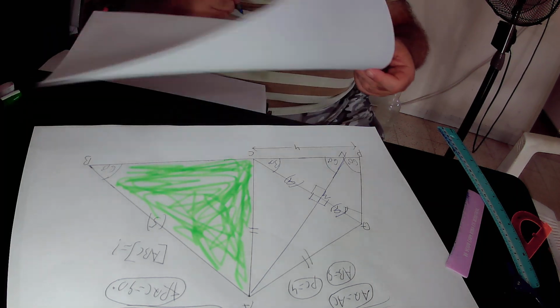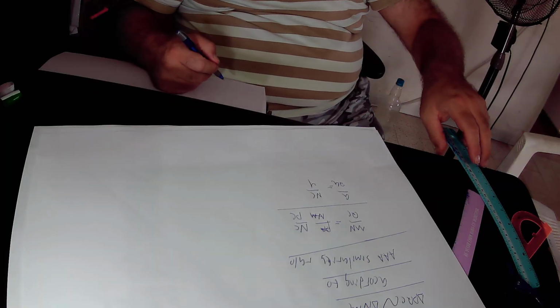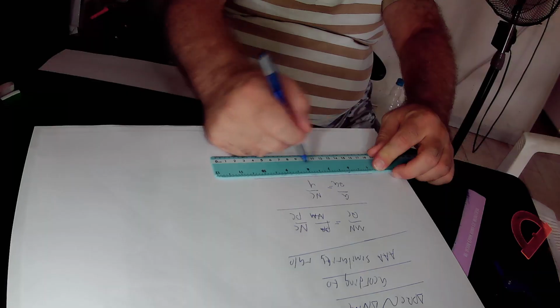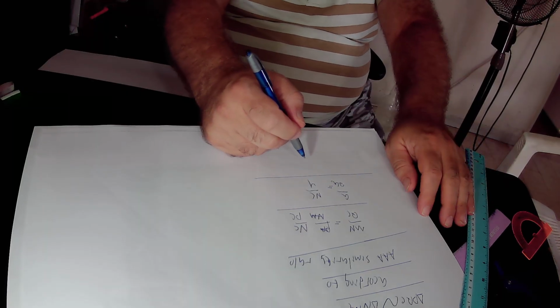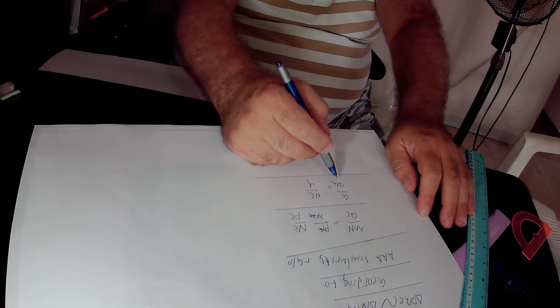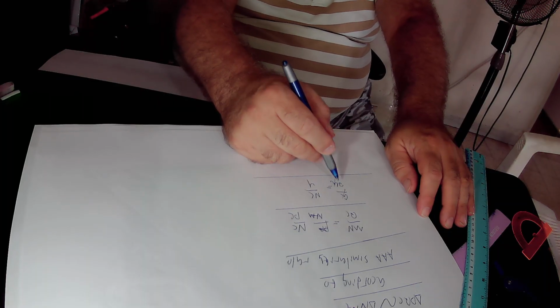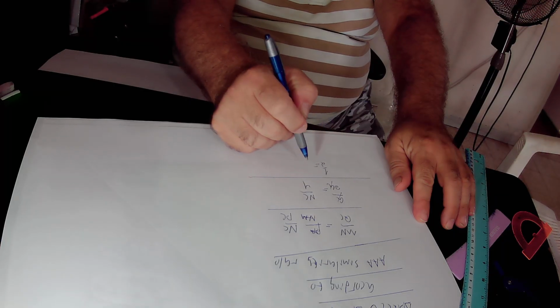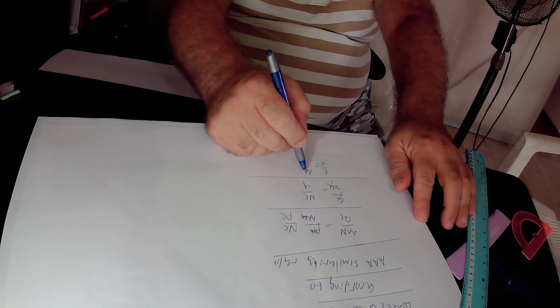So we found out that A over 2A equals NC over 4. Here we have A in the numerator and A in the denominator, so A will get cancelled. So on this side of the equation we are left only with one half. It equals NC over 4.